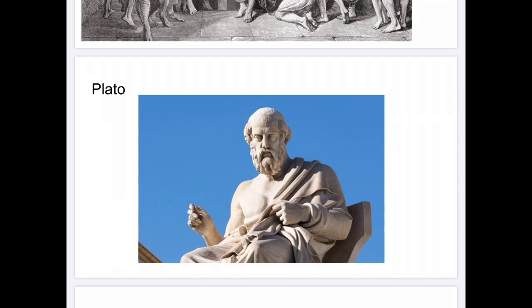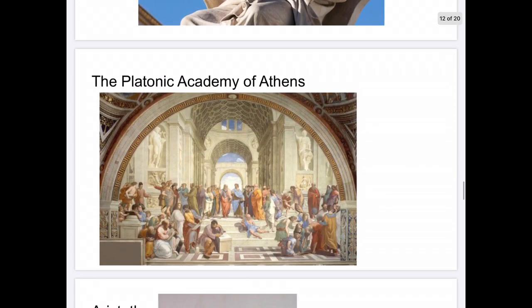Let's see, what else about Plato? Okay, so here we're back to that original diagram. This is supposed to be what the Platonic Academy of Athens looked like. This is a beautiful marble building that's just ornate and gorgeous, and all of these people are standing around or sitting around or laying around debating, and teaching and learning and pointing things out to each other and questioning.